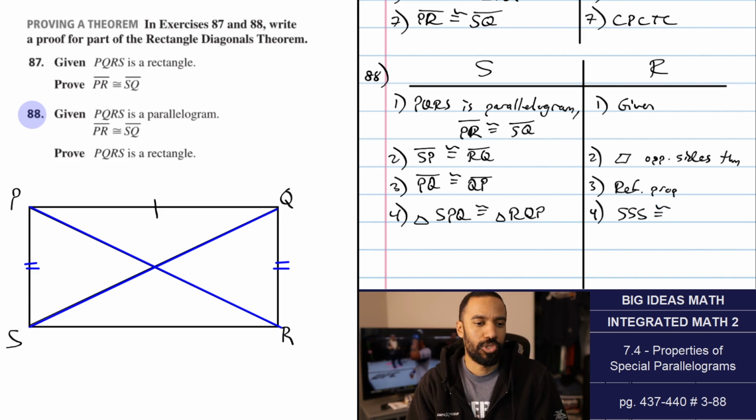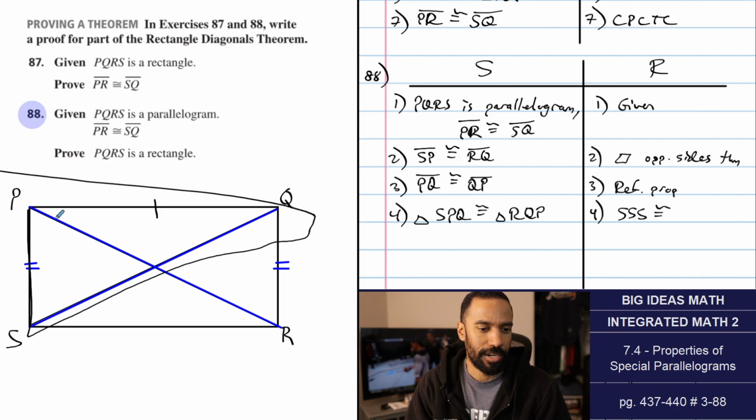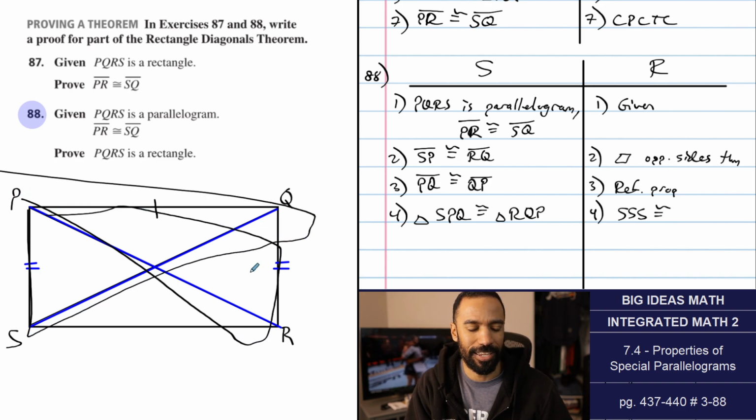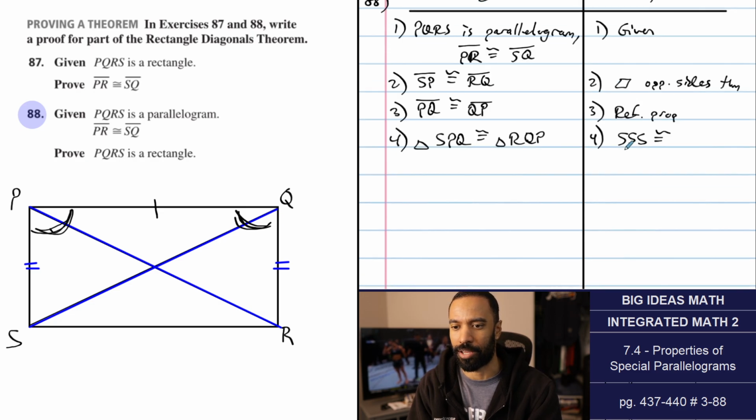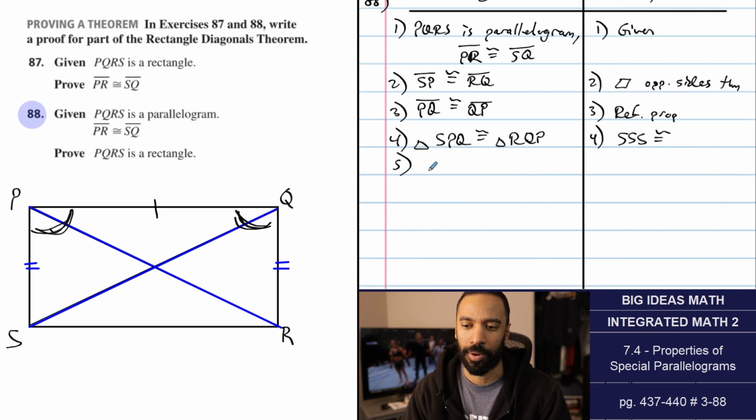Okay, now within those two triangles, remember I have a triangle here and a triangle here, right? Those are very terrible markings. So this angle is congruent to this angle by CPCTC in both those triangles. We don't know the right angles yet. Angle SPQ is now congruent to angle RQP by CPCTC.